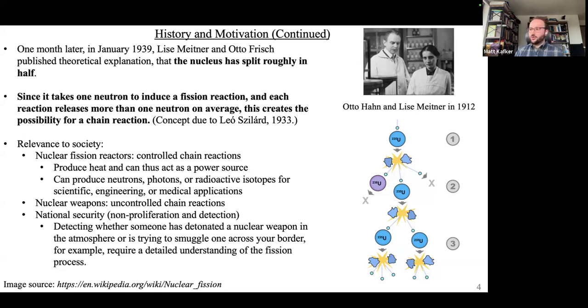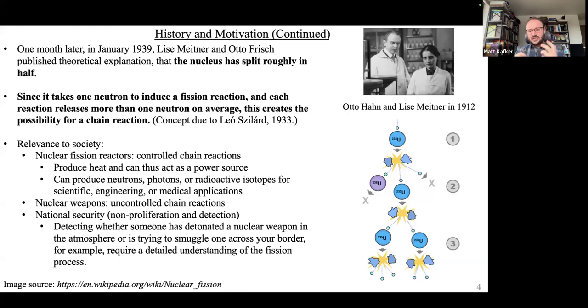So the chain reaction is really where most of this becomes relevant for society, let's say. If you have a controlled chain reaction, then you get a nuclear fission reactor. If you control your chain reaction, you can use that to produce heat, and that therefore can act as a source of energy. But you can also use nuclear reactors to produce neutrons, photons, or radioactive isotopes for scientific, engineering, medical, or military applications. If you have an uncontrolled chain reaction, that's what a nuclear weapon is. And there are related issues pertaining to national security.